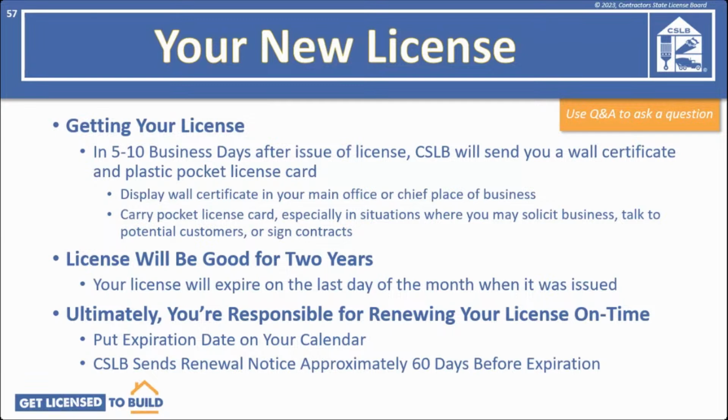The license will be good for 2 years. It will expire on the last day of the month when it was issued. Be sure to put that expiration date on your calendar, in your phone, anywhere you need so you won't forget it. CSLB will send a renewal notice in the mail approximately 60 days before it expires, but ultimately it is your responsibility to renew your license on time.